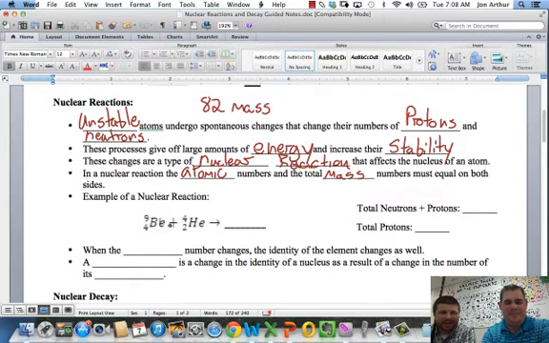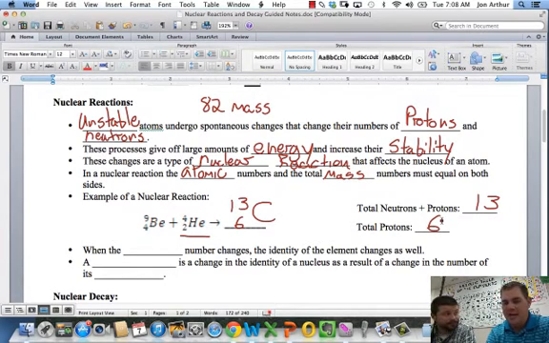So here's a nuclear reaction where you have Be, and it's undergoing what we call alpha decay. So it's giving off a helium particle. If we add these together, 9 plus 4 equals 13, so our top number is going to be 13. And 4 plus 2, so our bottom number is going to be 6. Now we can look up the element based upon the bottom number, element number 6, which is carbon. So the total number of neutrons plus protons is equal to 13, and the total number of protons is equal to 6.